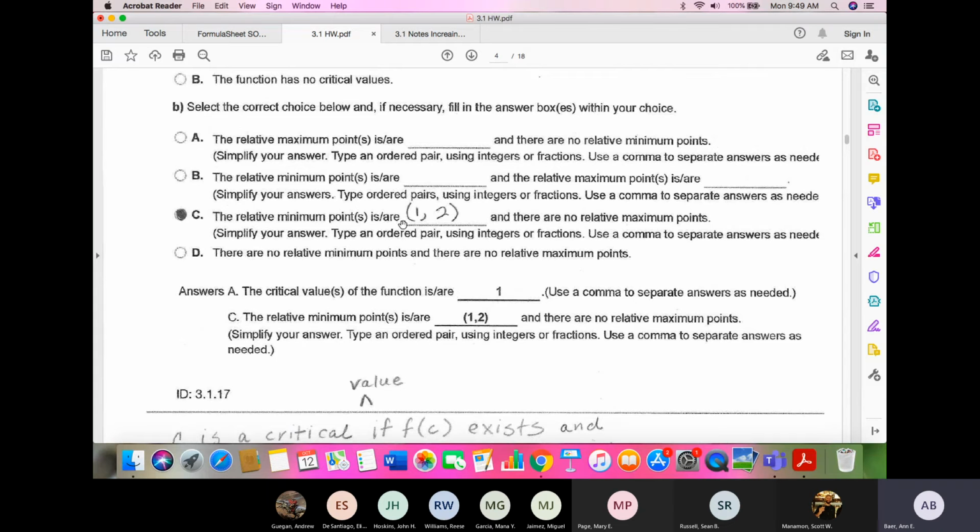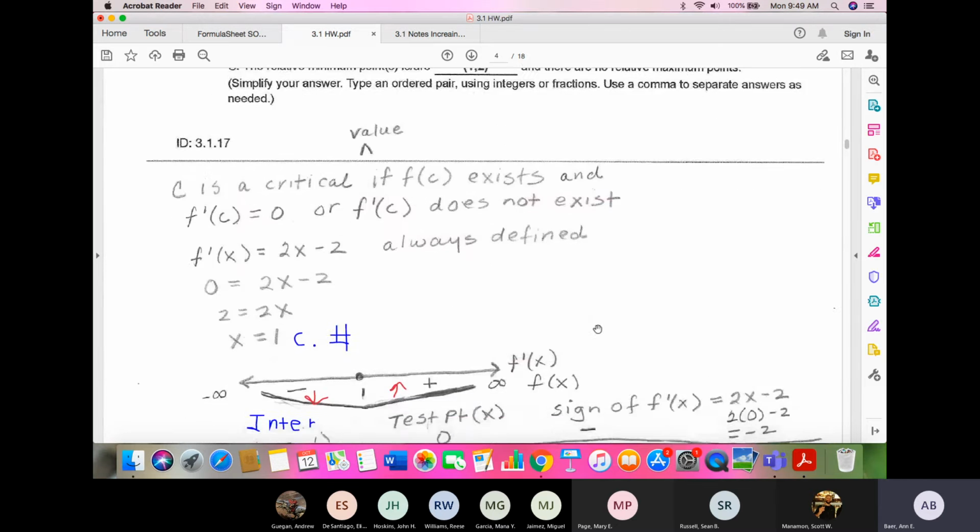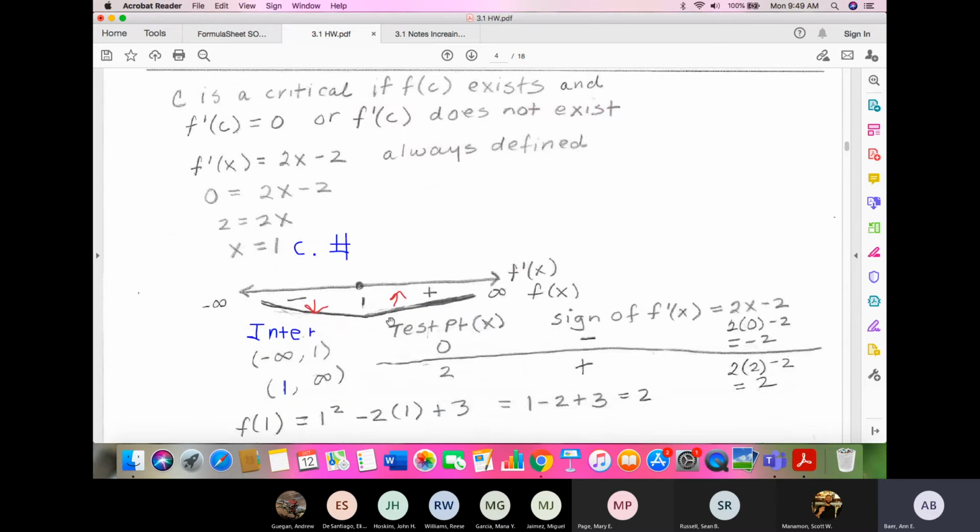The relative minimum point is this. We'll talk about why in a moment. And there are no relative maximum points because we only found a relative minimum point. We don't have something that goes like that. So there's a relative minimum point at 1.